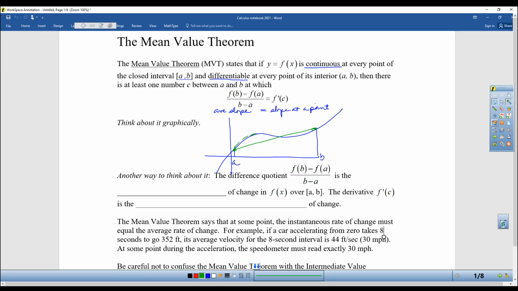What the mean value theorem says is that at some point along the curve, the derivative actually has the value which is the same as the average value. So like we kind of pointed out before, maybe right there, and maybe again right there. Another way to think about it is that the difference quotient is the average rate of change, while the derivative is the instantaneous rate of change.